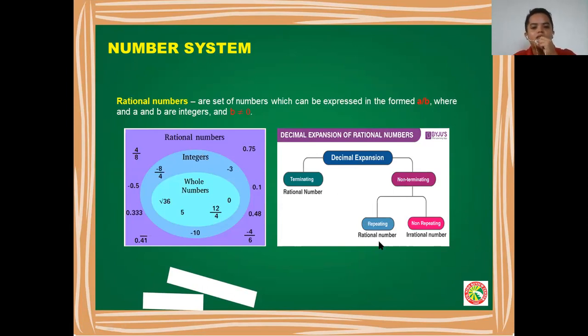Rational numbers are also repeating decimals. When we say repeating decimal, the decimal repeats a value. For example, 0.333. 0.333 in fraction is 1/3. So it repeats the number 3, 3333 and so on and so forth. So that is defined as a rational number. So again, a rational number is a terminating decimal and also a repeating decimal.